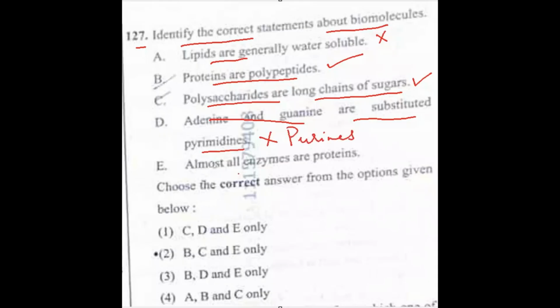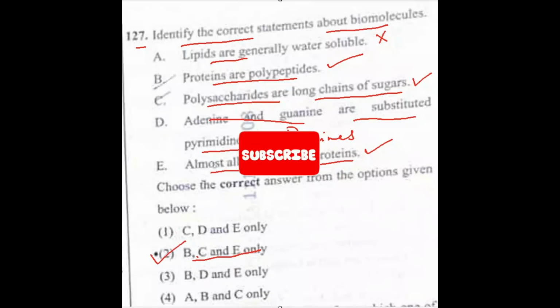Then E is almost all enzymes are proteins. Yes, almost all enzymes are proteins. So which is the correct answer here? B is correct, C is correct, and E is correct. So that means option 2 is the correct answer. B, C, and E only.